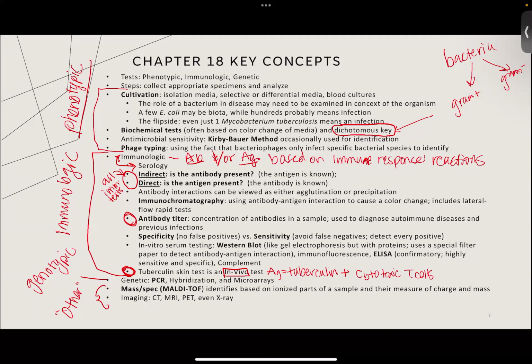The antibody titer. We already mentioned that one's dealing with the concentration of the antibody, and it can relate to how recently you're exposed to an antigen.